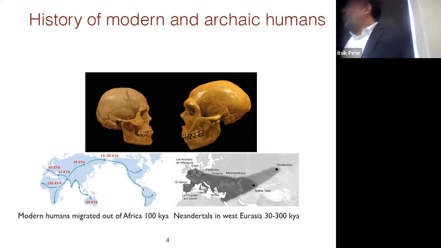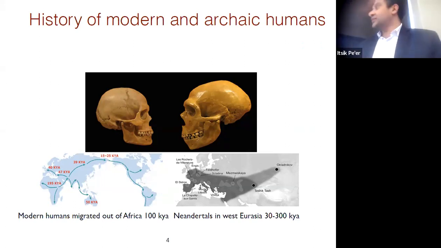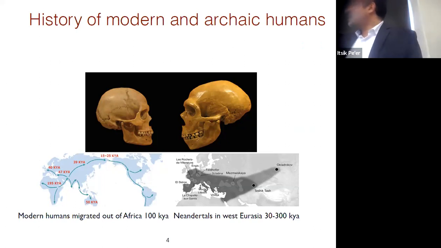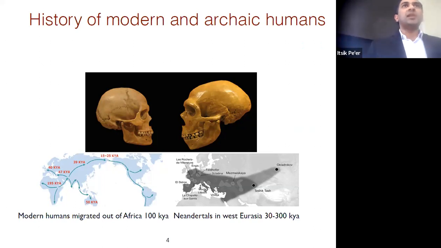Now, based on the fossil record, we know that there was another species, another population that existed, the Neanderthals. They appear in the fossil record around 300,000 years ago, and they disappear around 30,000 years ago. And the fossil record of Neanderthals encompasses large parts of Europe and Central Asia. So there was overlap between these two populations, both in space and time.